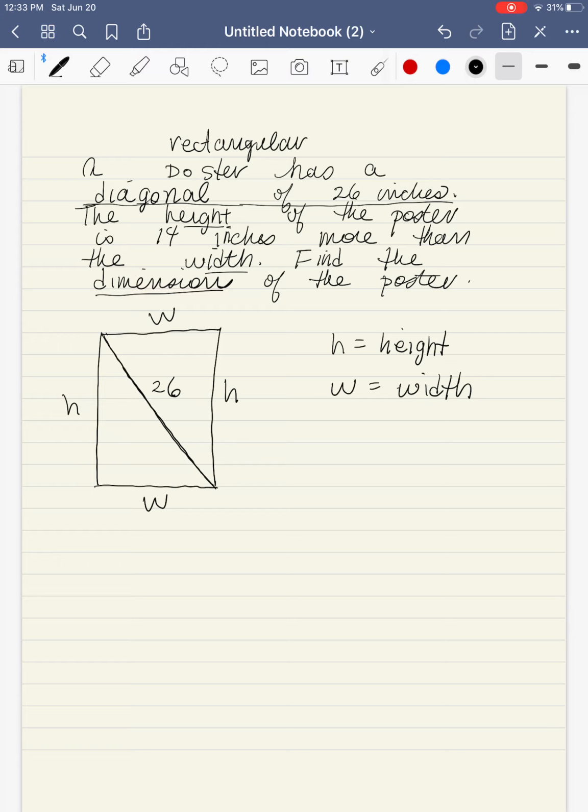Okay. So now I need to come up with some kind of way of relating H and W and 26. As soon as I see this diagonal here, cutting this poster into a triangle, and because it's a rectangle, I know that's a right angle. As soon as I see that right triangle, I'm immediately thinking that I'm dealing with the Pythagorean theorem. Almost every time that you're dealing with a right triangle with a diagonal here, you're going to be using the Pythagorean theorem.